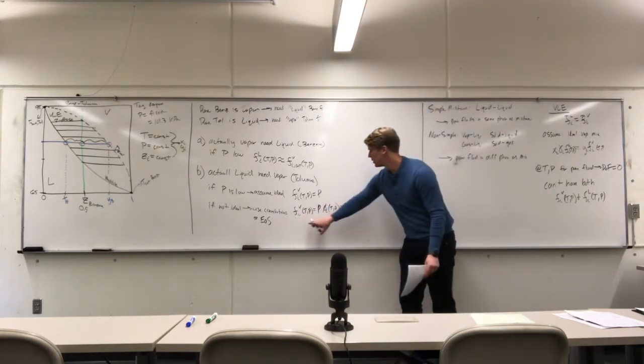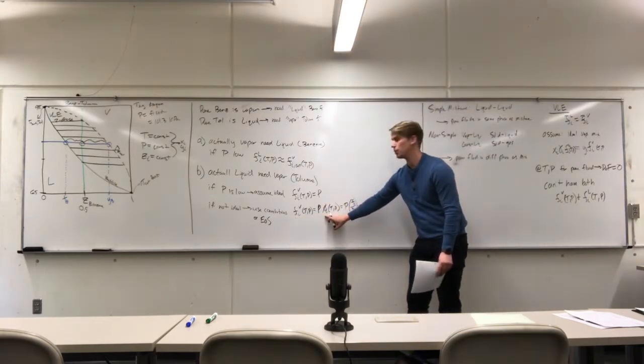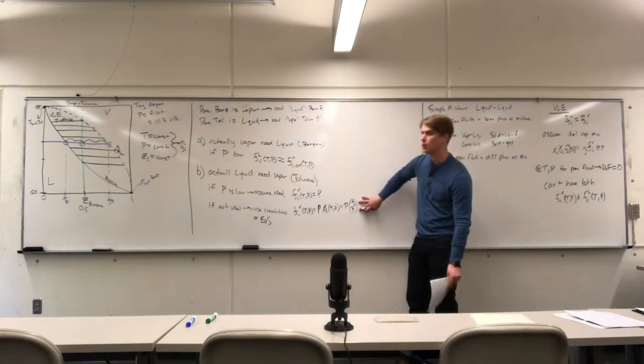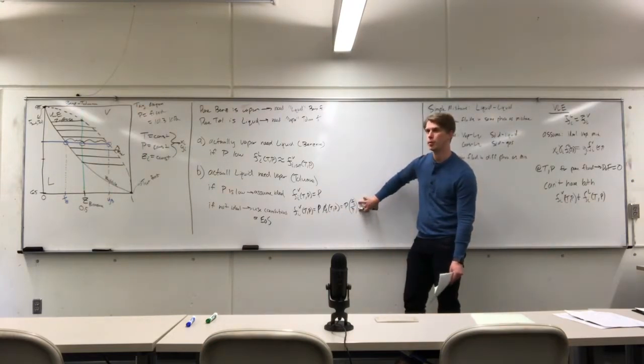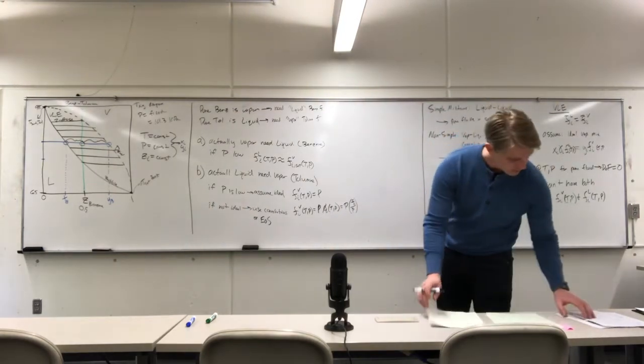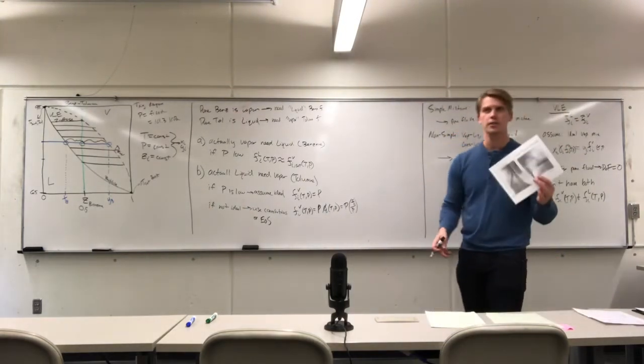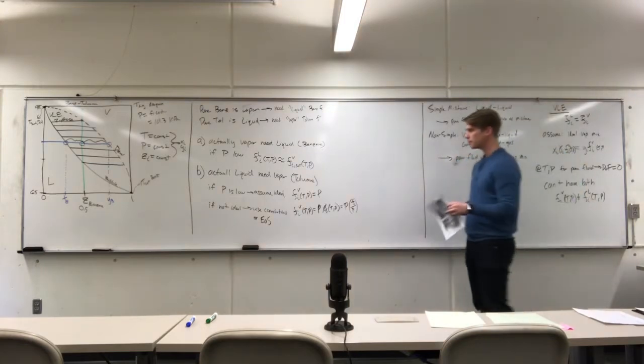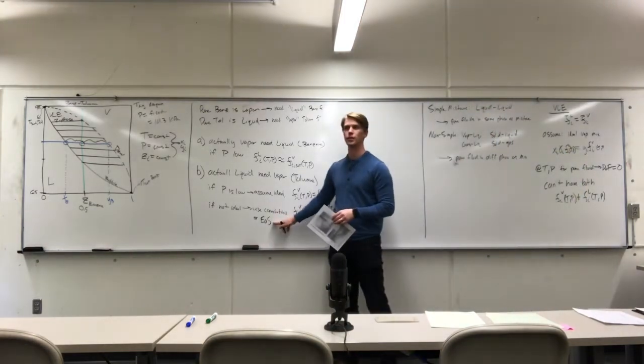We write the fugacity is equal to the pressure times a fugacity coefficient, and as a reminder, the fugacity coefficient is just the fugacity divided by the pressure. So the other handout that you were provided is just some of these correlations. Of course, we could just directly use an equation of state, which is good.